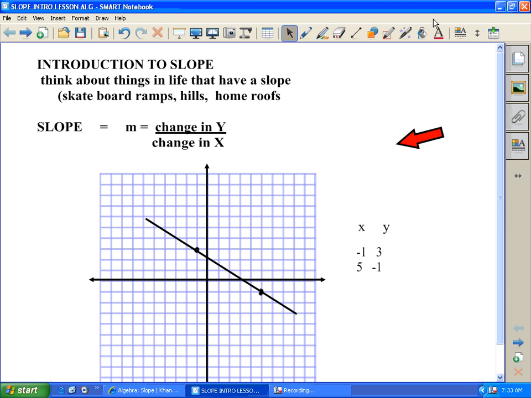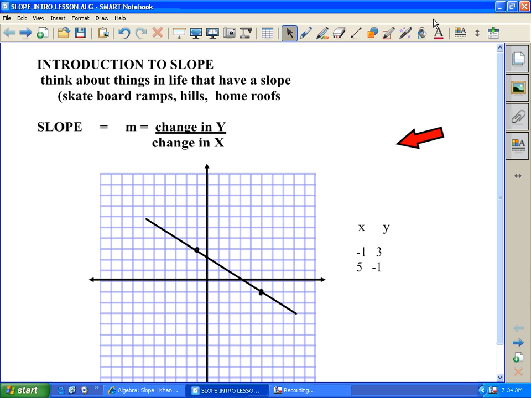Okay, good morning. Today we're going to work with slope, and this is just going to be a basic introduction to slope. If you think about things in life that have slope, think about when you go skateboarding and you use ramps, hills, home roofs. All this has to be taken into account when we do a lot of this work, especially in construction.